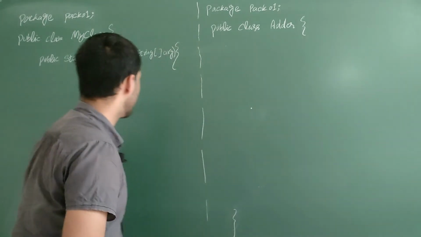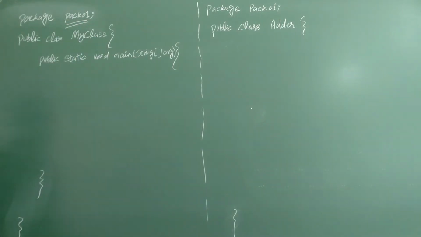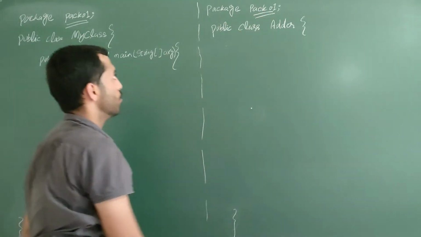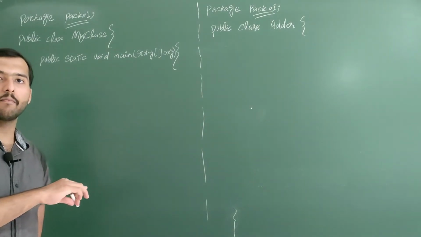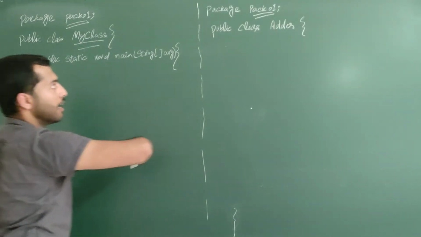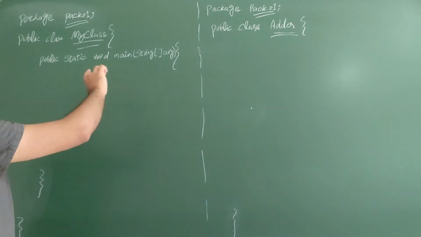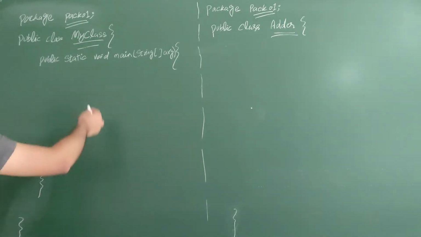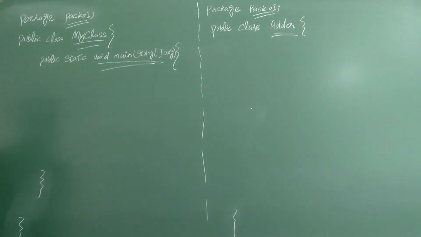Okay. So now let me show you here. I have created a package with the name pack01. Within the same package, it means we are dealing with one package because I am taking the same example in object oriented. Here I have created one class, that is my class, and another class, that is the adder class. Within the same package we have two files, two classes, and within my class I have created the main method.